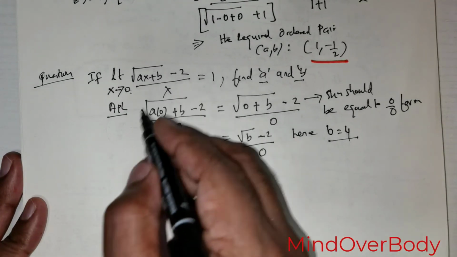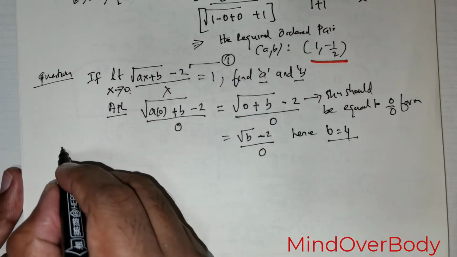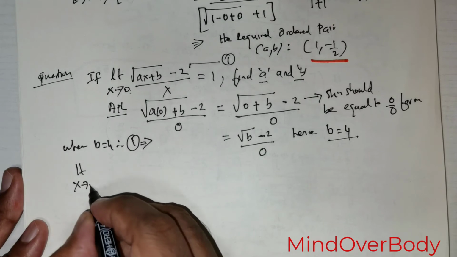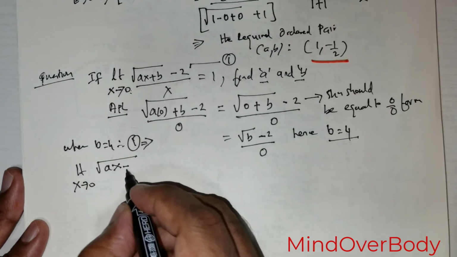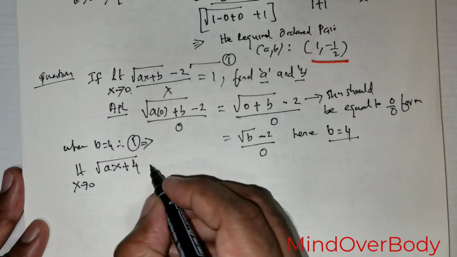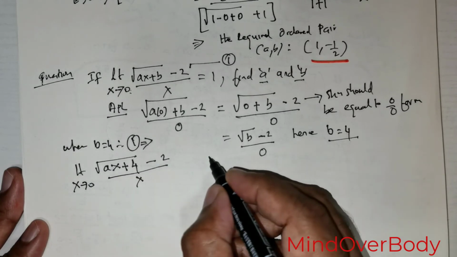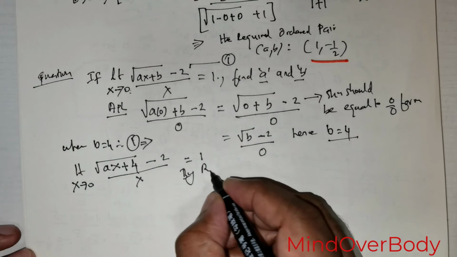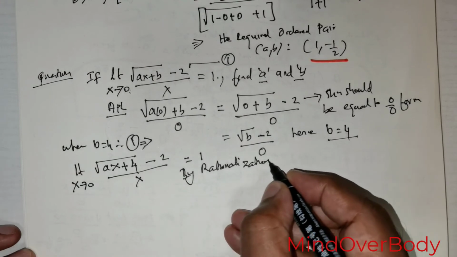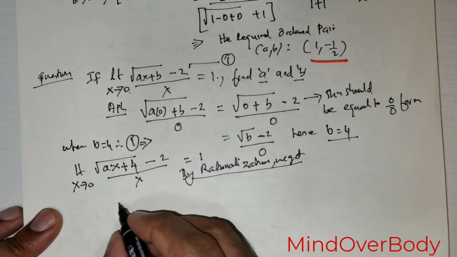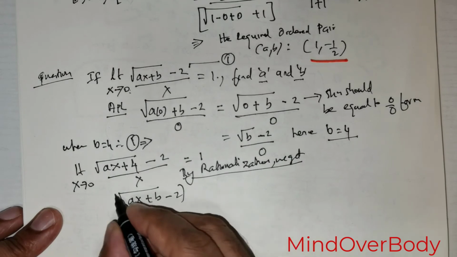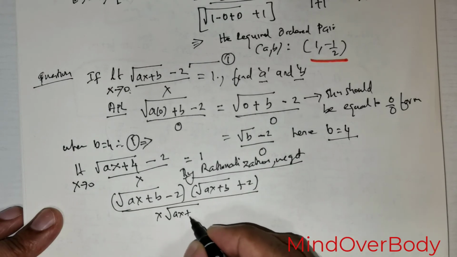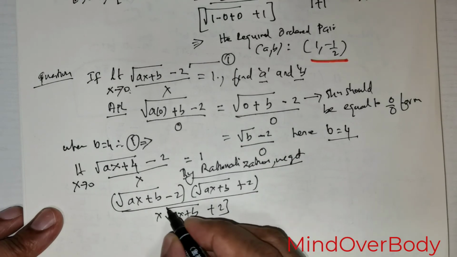Now when b is equal to 4, what happens to this given system? I'm going to write this: when b is equal to 4, therefore I can rewrite 1 as limit x tending to 0 of (root of ax + 4 - 2) divided by x, which is equal to 1. This is already given. Now let me rationalize this. By rationalization, this is going to be root of ax + b - 2 multiplied with root of ax + b + 2, divided by x times root of ax + b + 2. This is equal to 1.